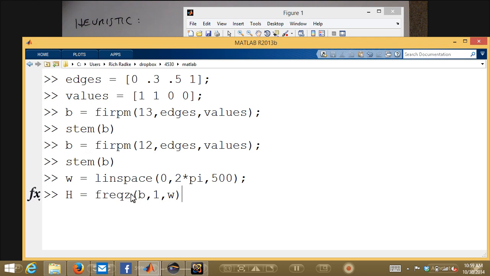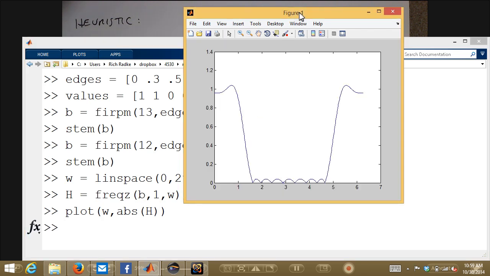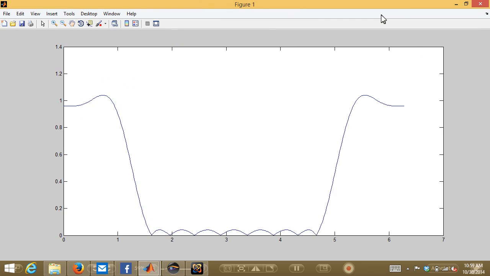So what freqz is doing is giving me the frequency response where I specify the numerator of the filter, the denominator of the filter, and the frequencies where I care about it. Since this is an FIR filter, the denominator of the filter is 1, right? There is no denominator part, so that's why I have 1 in the second argument. And then I can look at the plot of omega versus the absolute value of my frequency response, and you can see that this indeed gives me a Ripley filter.